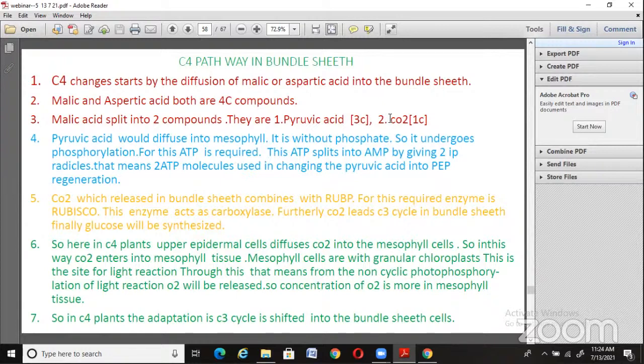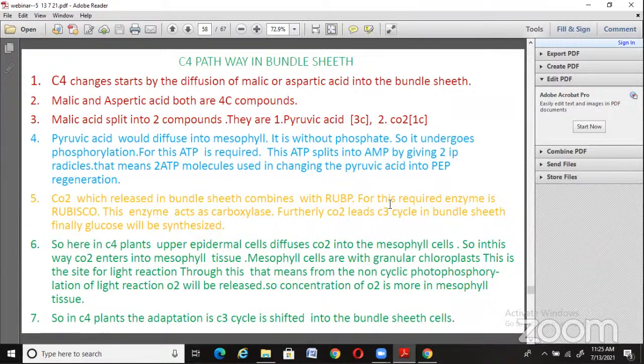Next, what about the carbon dioxide? What is the role of the carbon dioxide released in the bundle sheath cells? This carbon dioxide combines with RuBP. We know RuBP is a CO2 acceptor, and by accepting the CO2 molecule, it continues the C3 cycle in bundle sheath cells. The final end product of this C3 cycle is glucose. Glucose will be synthesized in the bundle sheath cells.